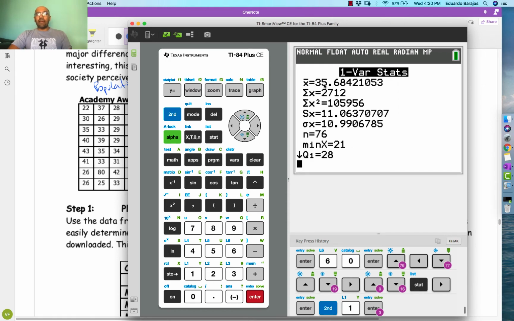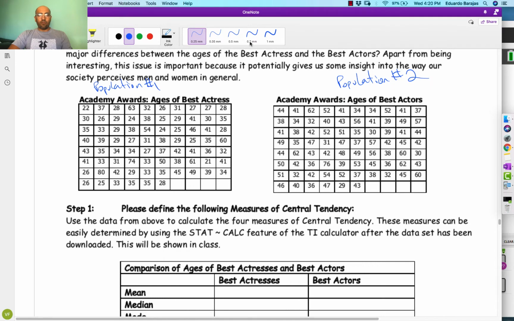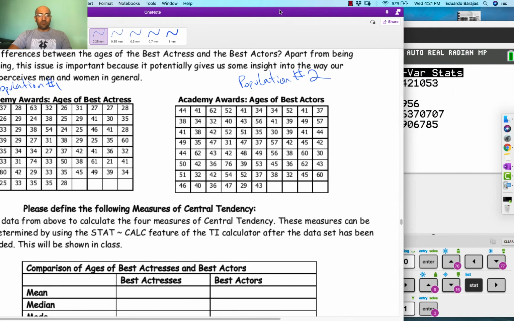So the mean age is 35.68. And then we also have 2 standard deviations. Again, remember, we're going to treat this as a population. This is all of them. And so it would be 10.9907, by default say 4 decimal places. So let's write that down in this nice little table that's provided.